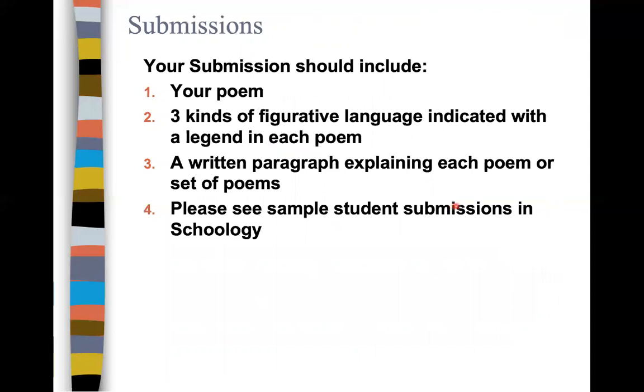When you submit your poem, it should include your poem, 3 kinds of figurative language in each poem that you write. So with a legend, something that indicates, oh, here's where alliteration is used. Here's where personification is used. Here's where I used a simile. Here's where I used onomatopoeia, that kind of thing. And then you have to write a paragraph that explains what you were trying to express in your poem and the figurative language that you used.